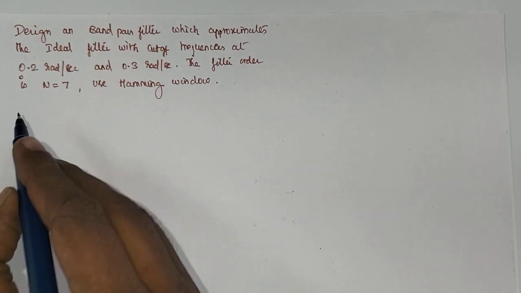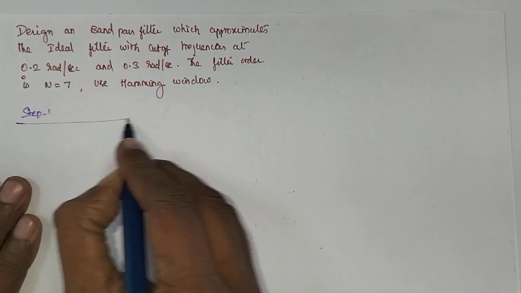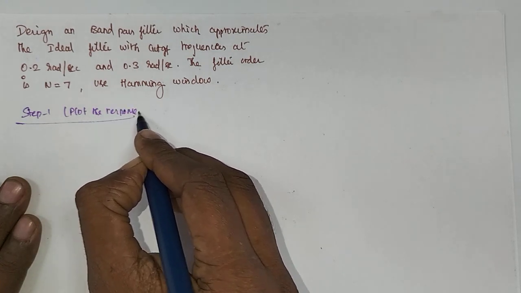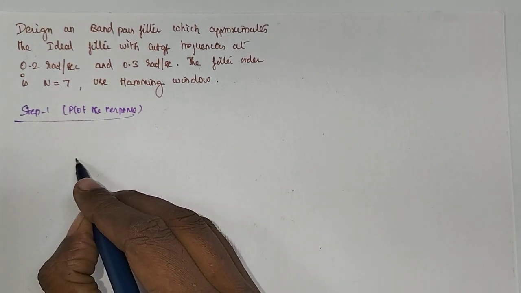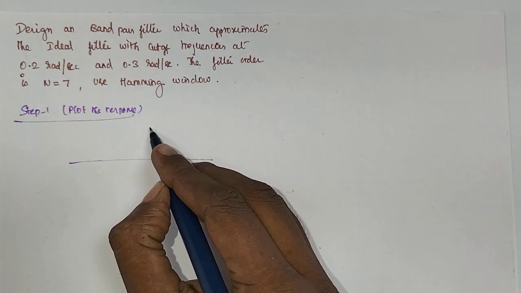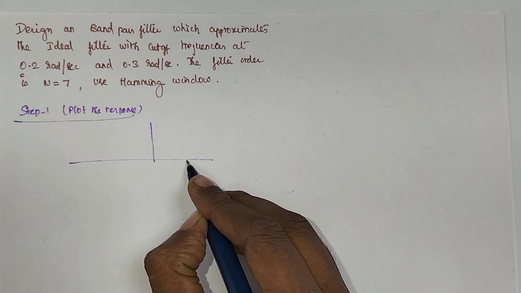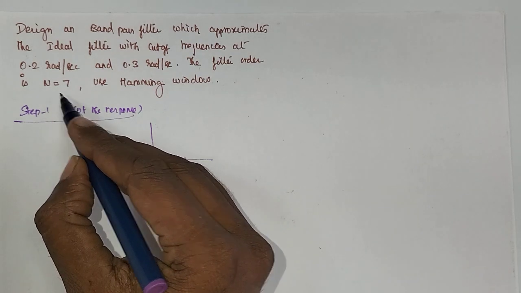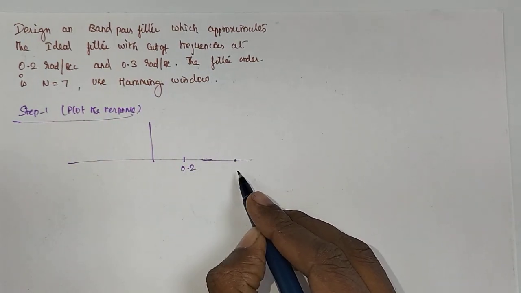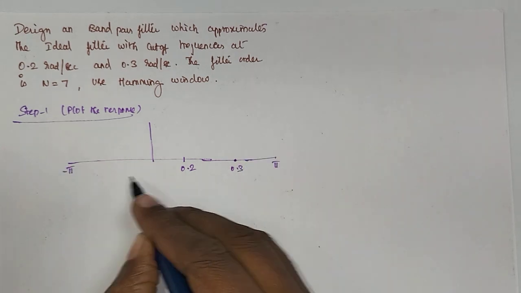The filter length is 7. Step one is to plot the response from the given data. Here it is an ideal filter, so the magnitude is equal to 1 and it is symmetric about 0. The cutoff frequencies are at 0.2 radian per second and 0.3 radian per second, in between minus pi to plus pi.